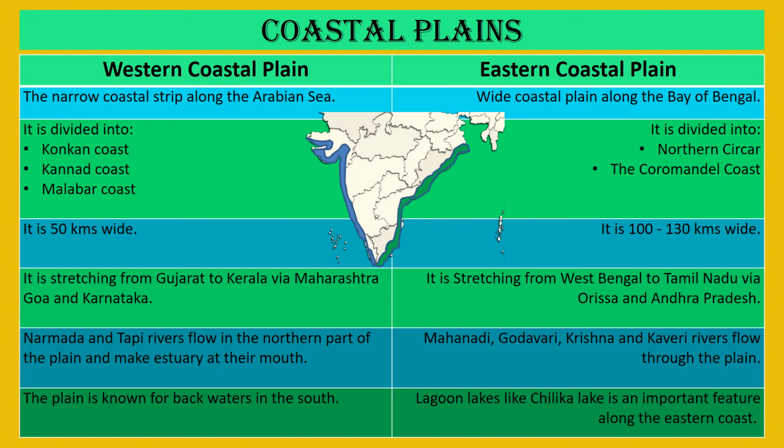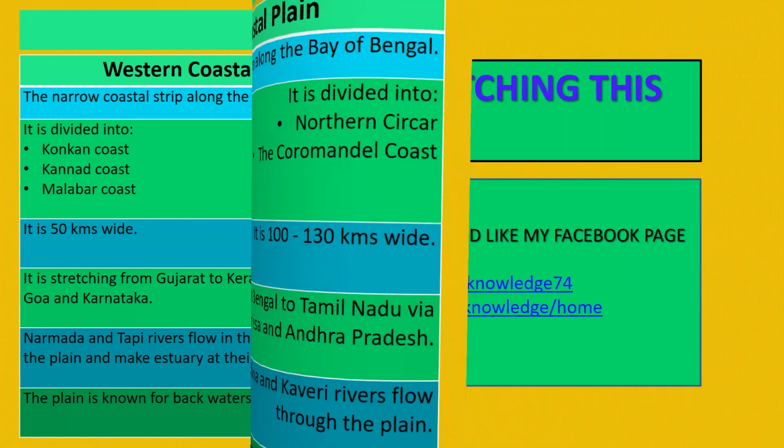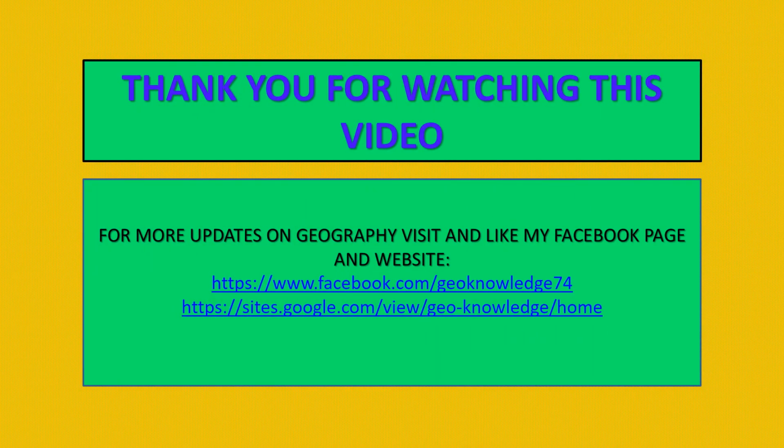The western coastal plain is known for backwaters, especially in south, that is in Kerala. Eastern coastal plain is known for lagoon lakes. Chilika is an example of such lake which is located in the eastern coastal plain. So in this video we have studied about the peninsular plateau and the coastal plains, their subdivisions and their important features.